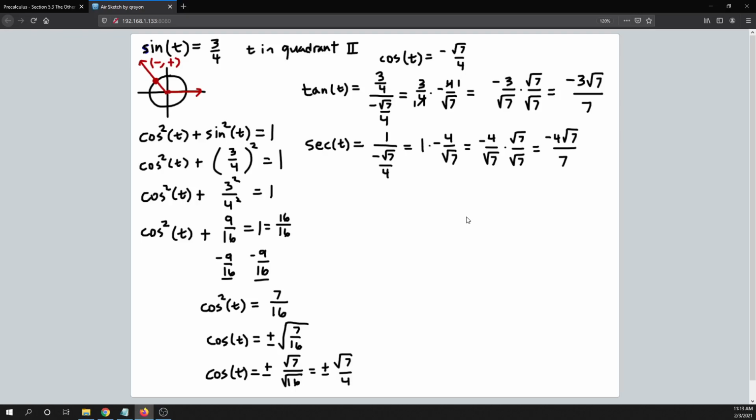All right, next up, let's do the cosecant. And cosecant is going to be 1 over the sine. Sine was 3/4. So 1 divided by 3/4 is the same as 1 times 4/3, right? And that's just going to come out to be 4/3.